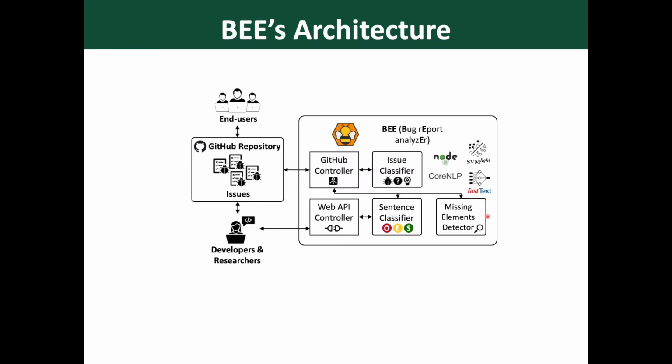B also implements a controller that is able to communicate with GitHub to create new comments and annotate the text. And also B provides a web API that developers can use to automate the sentence identification. B is a GitHub app built by Node.js, which uses GitHub webhooks that allow integration with GitHub Issue Tracker.